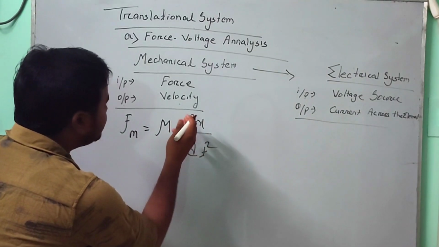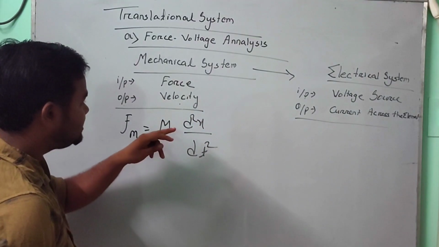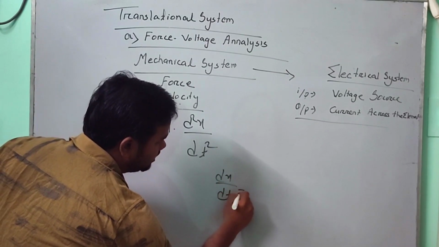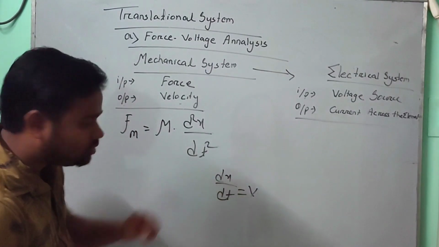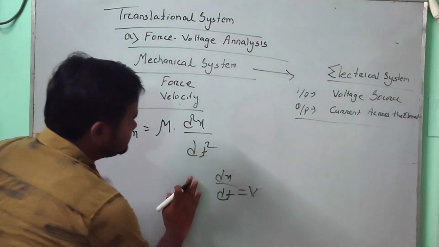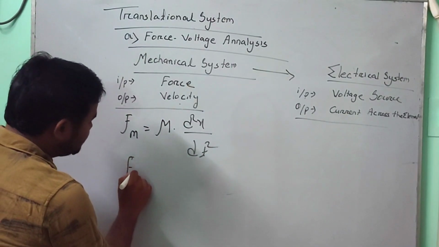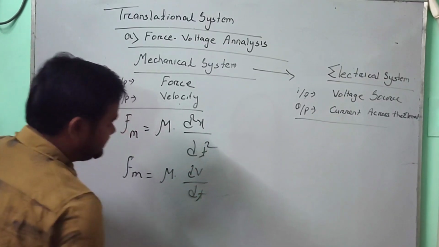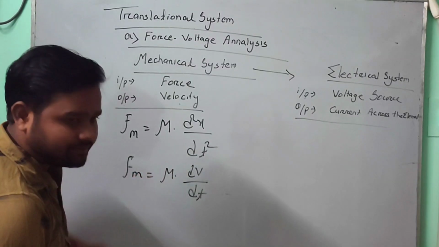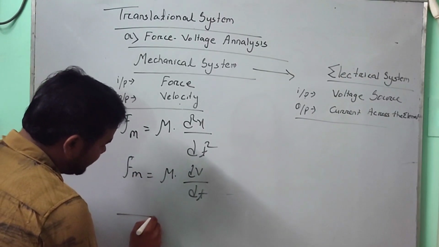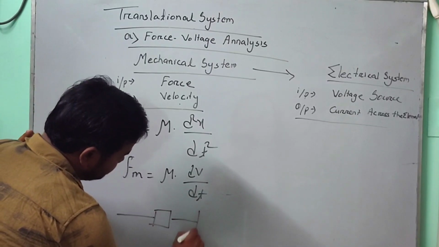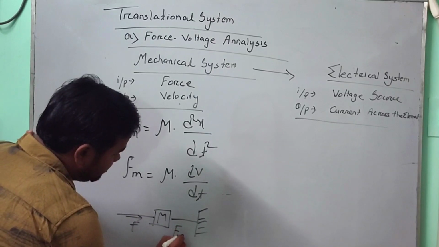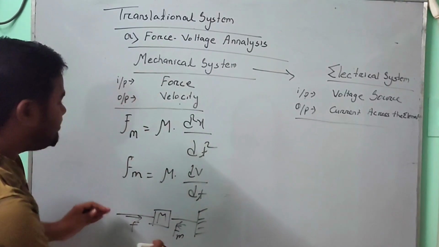We know that x is displacement. The displacement and velocity relation is dx by dt is equal to v. If you put this in the equation, we get f of m is equal to m into dv by dt. Its diagram will be like this: mass, with force F acting in this direction and f of m in the opposite direction. This is the mechanical system.